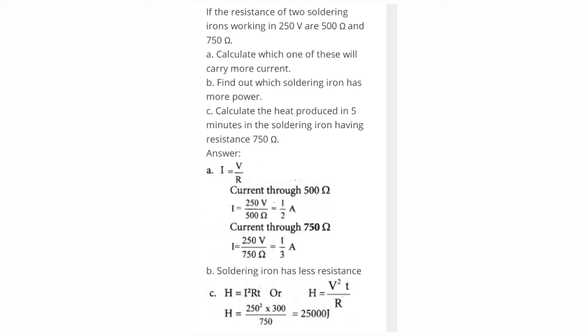Answers: A. I is equal to V by R. Current through 500 ohm, I is equal to 250 volt divided by 500 ohm is equal to 1 by 2A. Current through 750 ohm, I is equal to 250 volt divided by 750 ohm is equal to 1 by 3A. B. The soldering iron with less resistance has more power. C. H is equal to I square RT. H is equal to 250 square into 300 divided by 750 is equal to 25,000 joule.